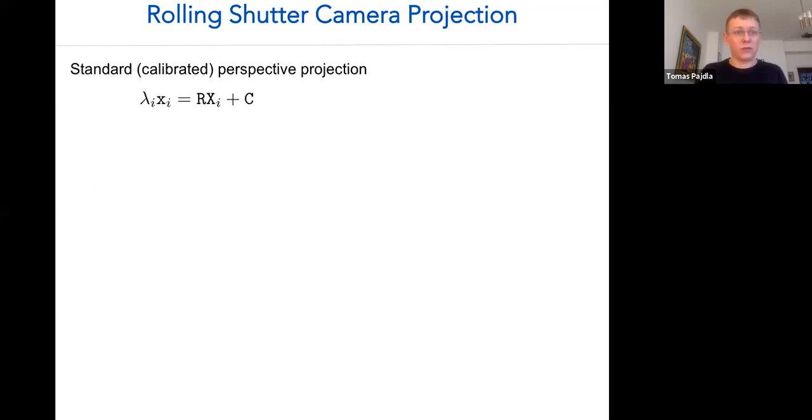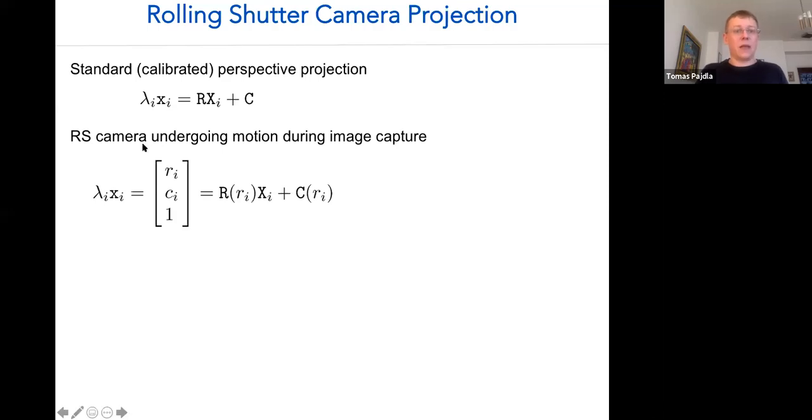So, okay, first thing, we have a standard calibrated perspective projection. This is this equation, right? We have a point in space, capital X sub i, which we transform into the coordinate system of the camera by the rotation matrix R and center of projection C. By that we get a vector pointing from the image towards the point X. And of course, this vector is up to some scale.